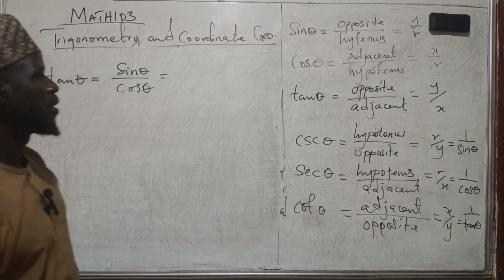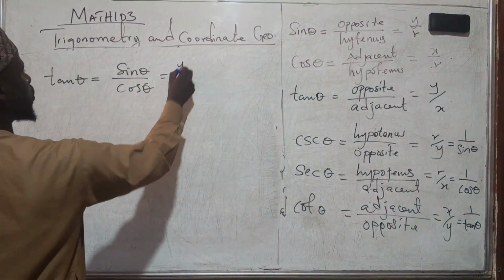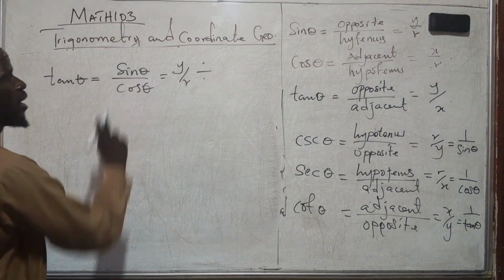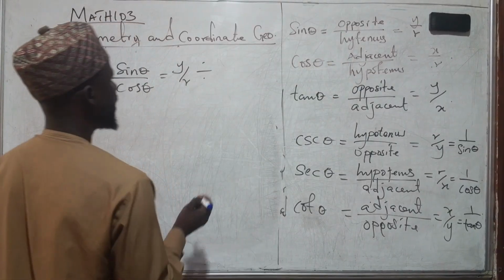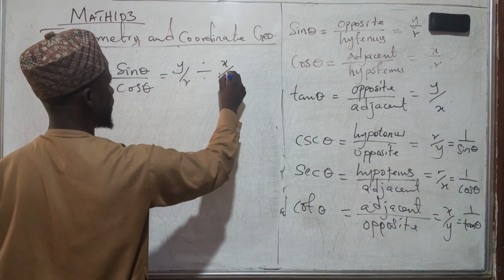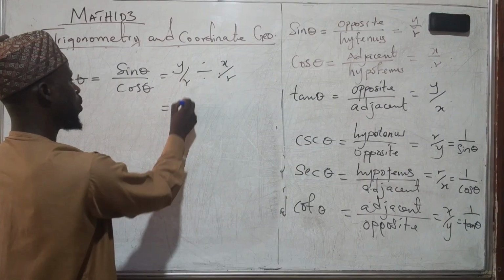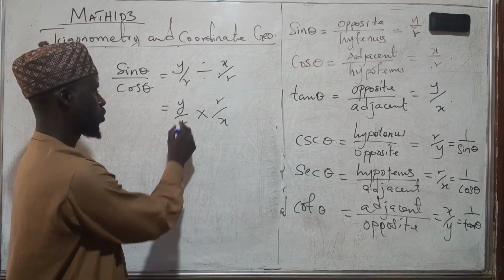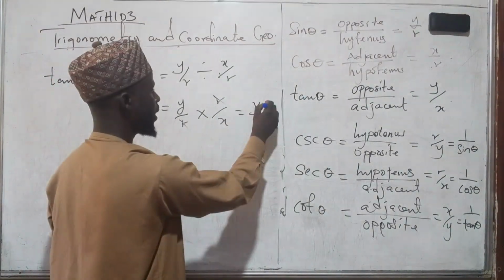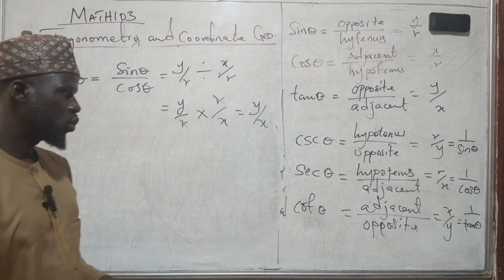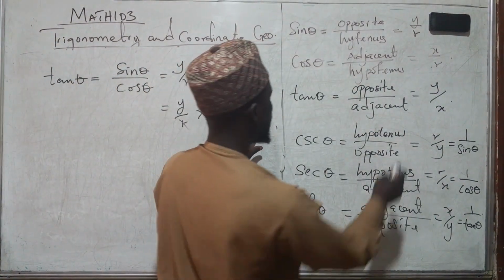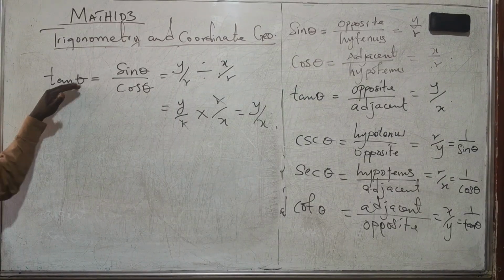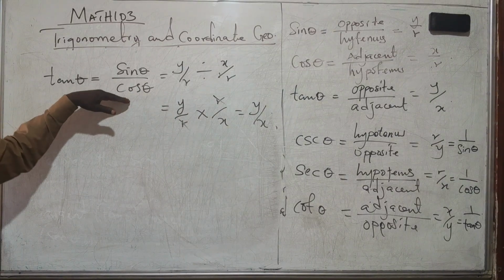But what is sine theta? Sine theta is y over r. So we have y over r divided by cos theta, which is x over r. This is equal to y over r times r over x. So r cancels r, and what we have is y over x, that is tan theta. So whenever we have tan theta, we can represent it as sine theta over cos theta.